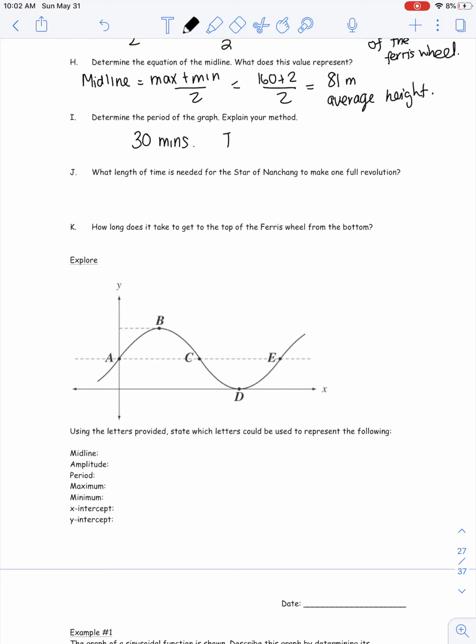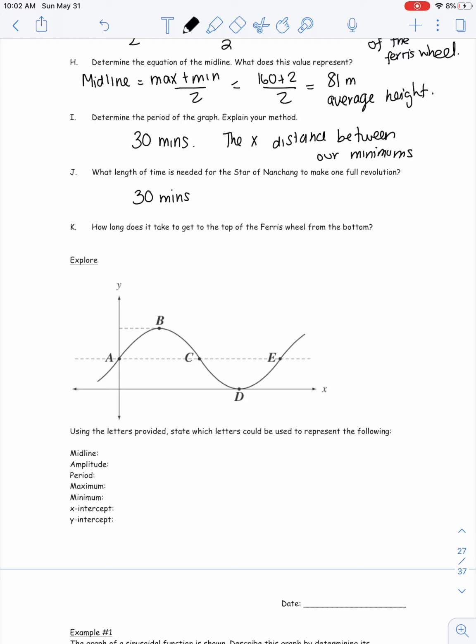So explain our method. The x distance between our minimums. Now that is the same as the time that it takes to make one full revolution. So our period is the same as the time it takes to make one revolution around the circle.